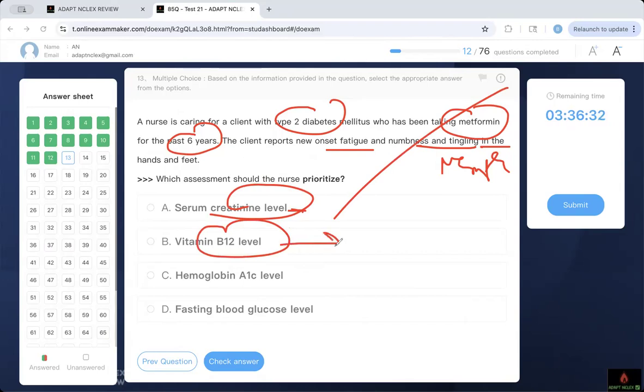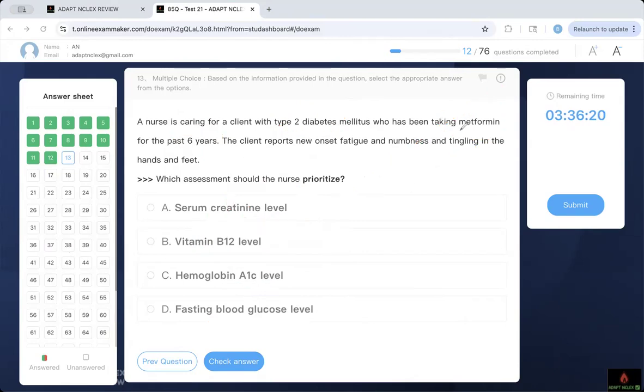B12 deficiency, yes, can cause peripheral neuropathy. Hemoglobin A1C will tell me your diabetes is not controlled. Your fasting glucose level will tell me your glucose is not controlled. What is the key? Metformin leads to a decrease in the level of B12, and the patient may have accelerated peripheral neuropathy.